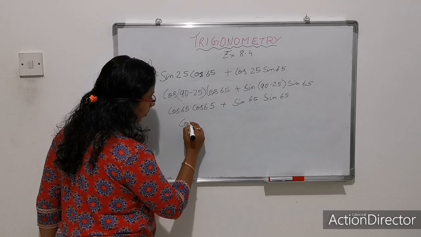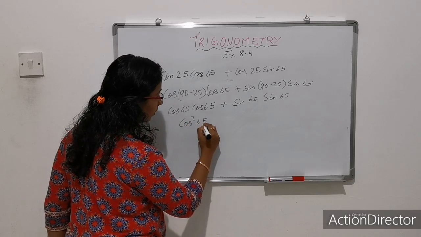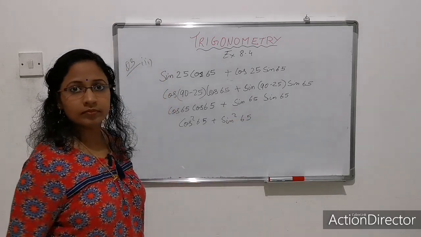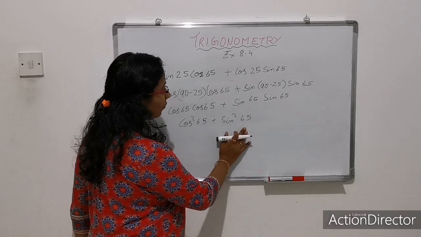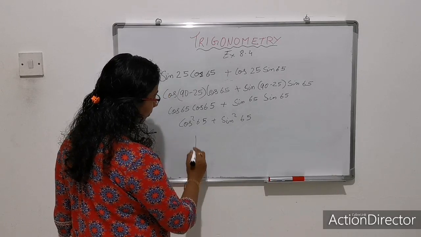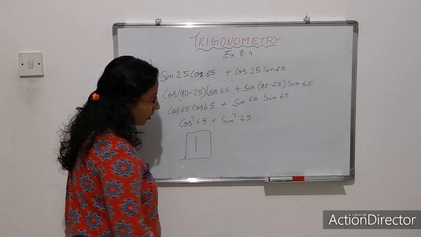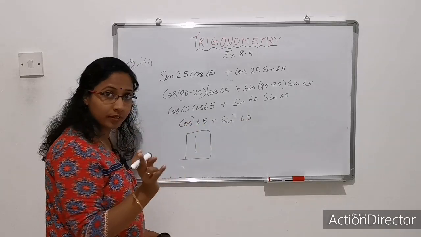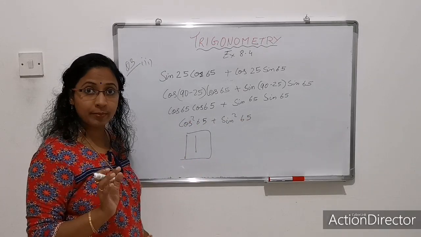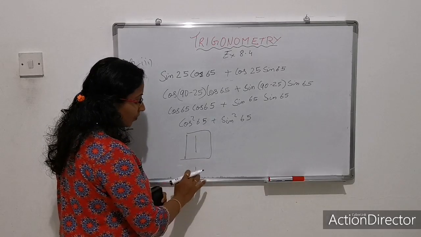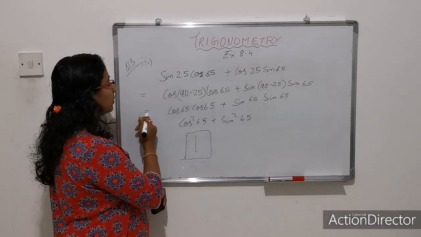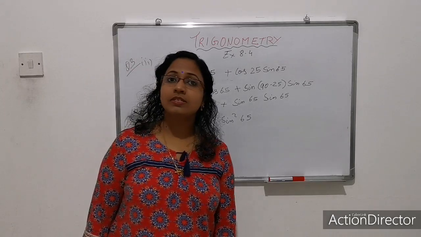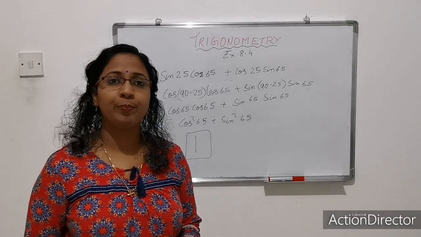This gives you cos square 65 plus sin square 65. So cos square 65 plus sin square 65 will give you the answer 1, by cos square theta plus sin square theta. This theta and theta should be the same. This 65 and 65 should be the same. Then only you can get an answer of 1. Got it? So this is very simple, exercise 8.4.